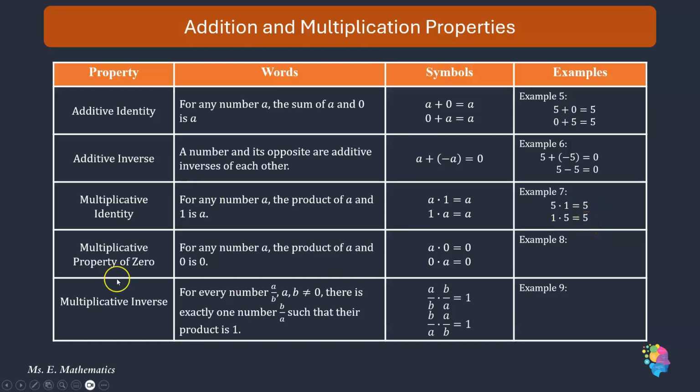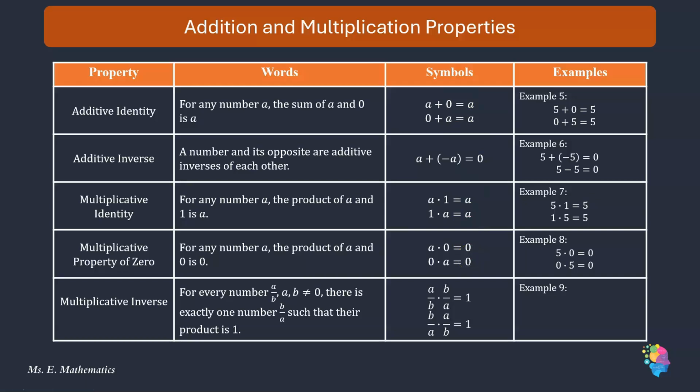Two more for the set. The multiplicative property of 0. So for every number A, the product of A and 0 is 0. That means if I multiply A times 0, or 0 times A, that's going to be 0. Now be careful here with this one not to get confused with the additive identity. This one states that if I multiply times 0, I get 0. And the additive identity says that if I add 0, I get back what was being added. So be careful not to confuse the additive identity with the multiplicative property of 0.